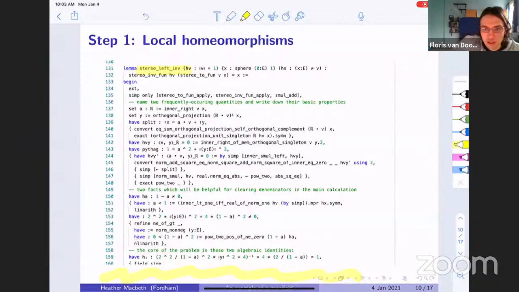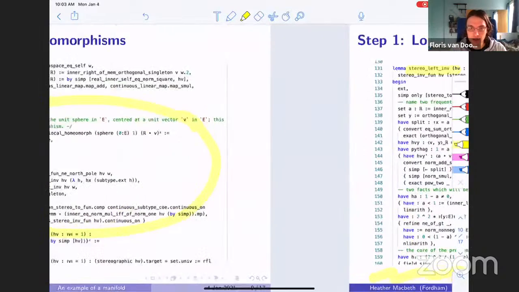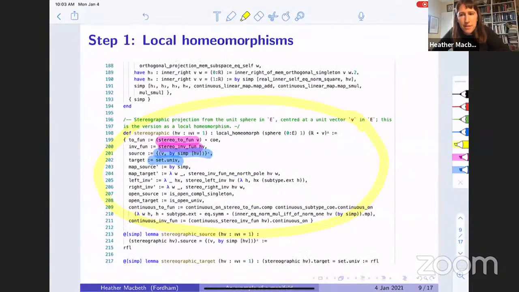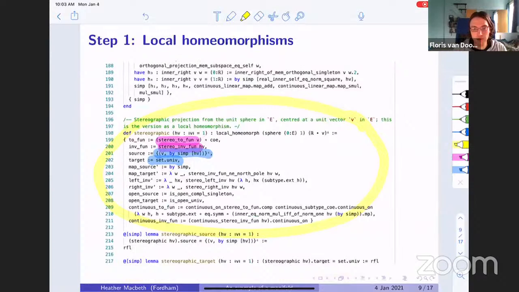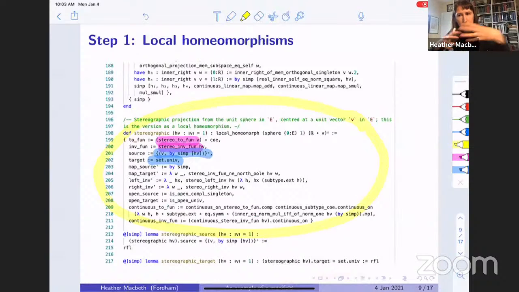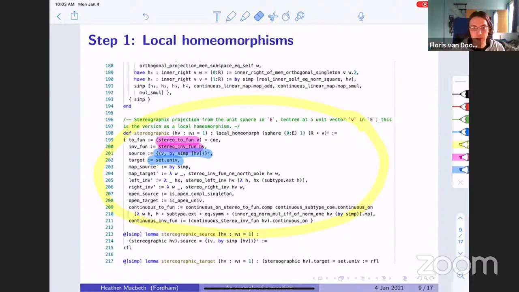Heather, I have a question. Yes. So in the definition of a local homeomorphism, the source and the target are supposed to be open sets, but these are, I think, not open sets, right? They are, right? One is, so they are open within the spaces themselves. So one is everything in the sphere except for the point V, and one is the whole orthogonal complement. Okay, you're considering it as open sets in the subspace topology. Okay. Yes, exactly.